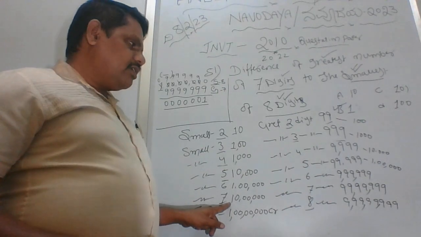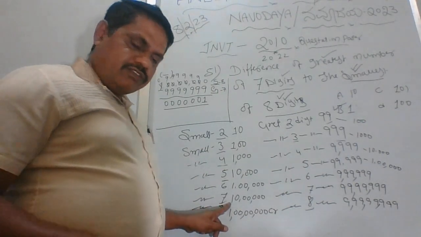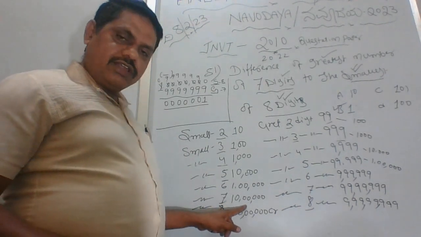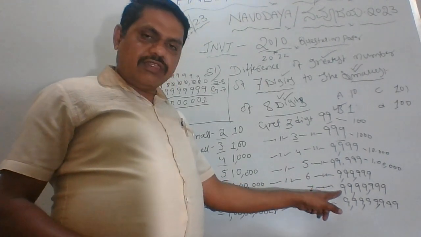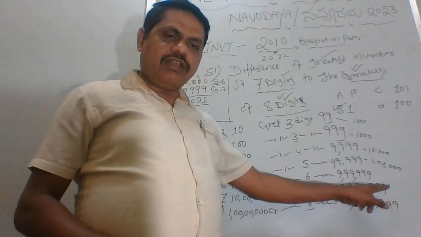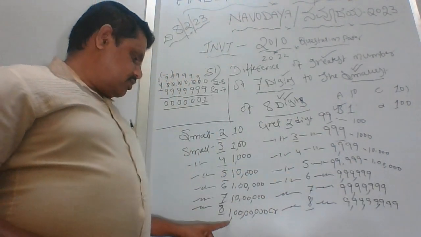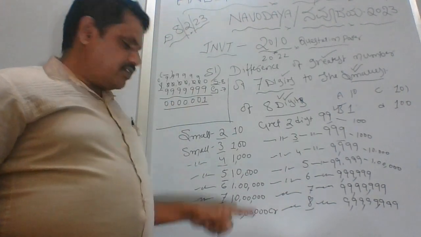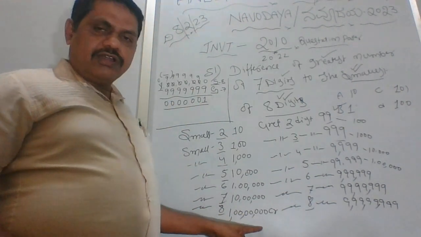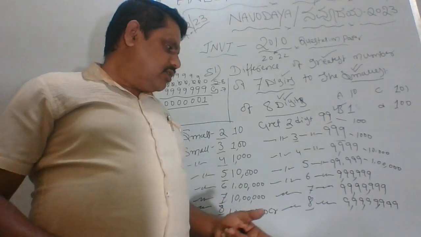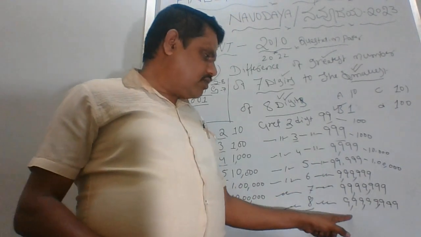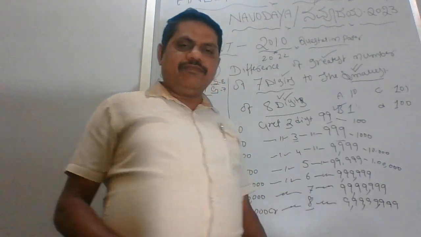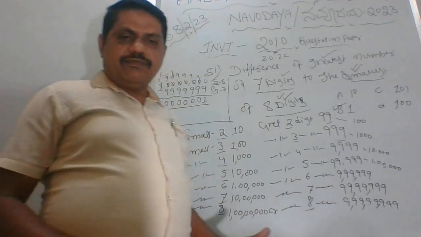Again, you will come into the category of the smallest number with the 7 digit number. The 7 digit number starts with 10 lakhs and ends with 99,99,999. Again, you will come into the 8 digit number, which our question belongs to. The 8 digit number starts with 1 crore, and ends with 9 crore 99 lakh 99 thousand 999.